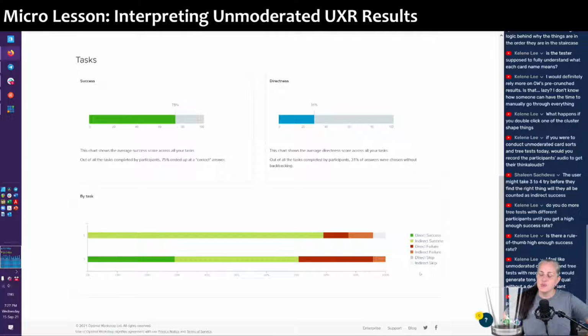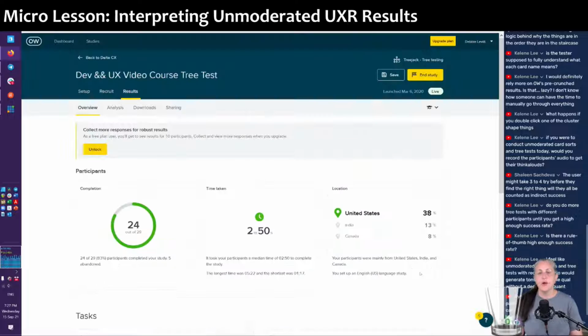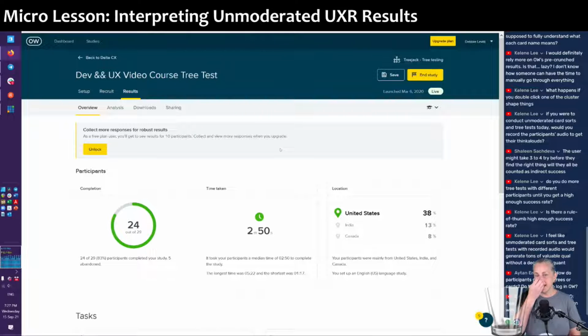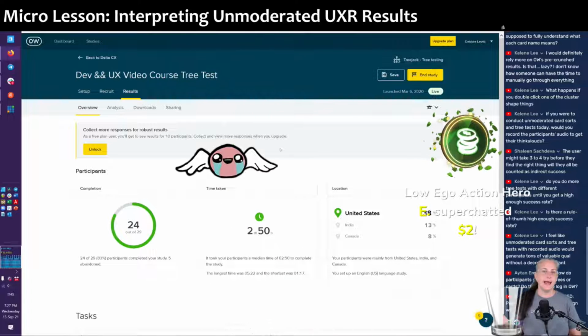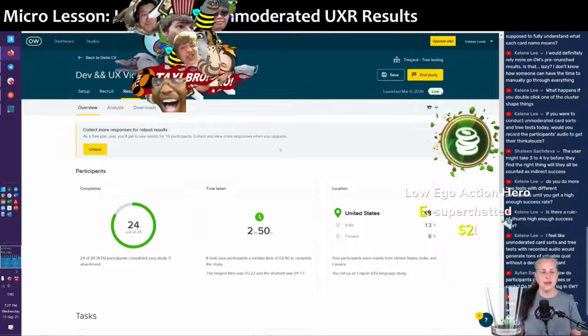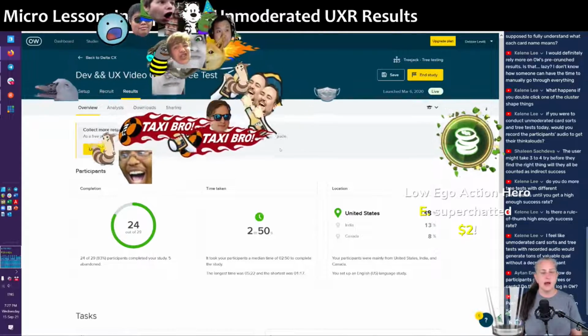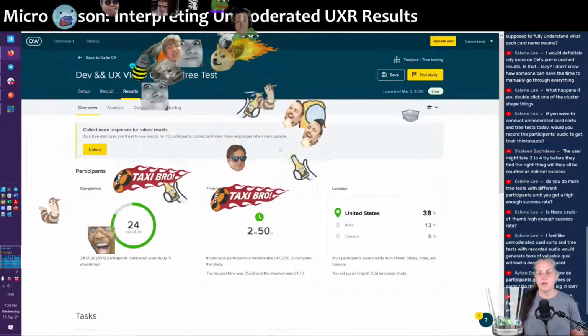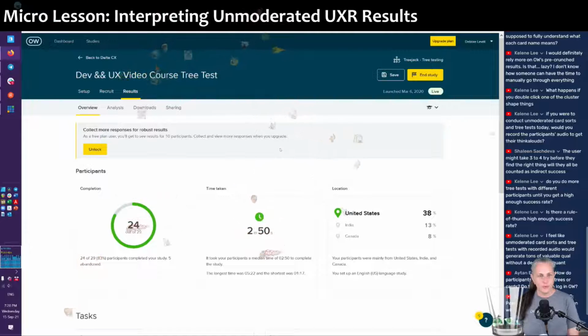I10 says, how do participants get the trees or cards? Do they have to log into Optimal Workshop? No, they're given a URL. There's a URL that they can go to, and it just says, hi, you're going to do a test, and here's how it works. And now get started and drag these cards around and look at this tree test. So they don't have to have an Optimal Workshop account. They don't have to log in. Same for UX Tweak. You didn't have to have an account. Only the people setting up or interpreting the tests have to have an account.